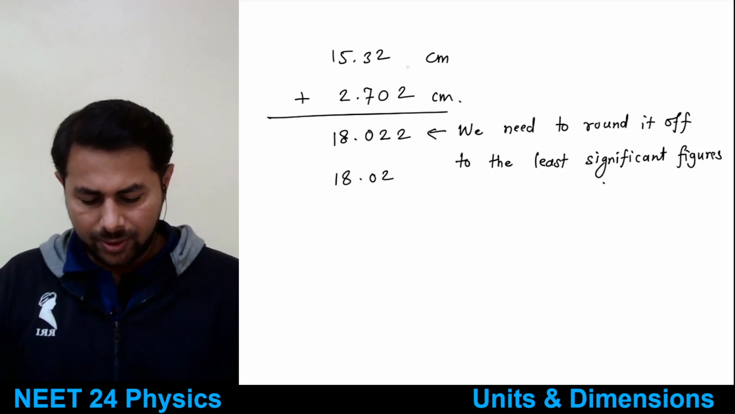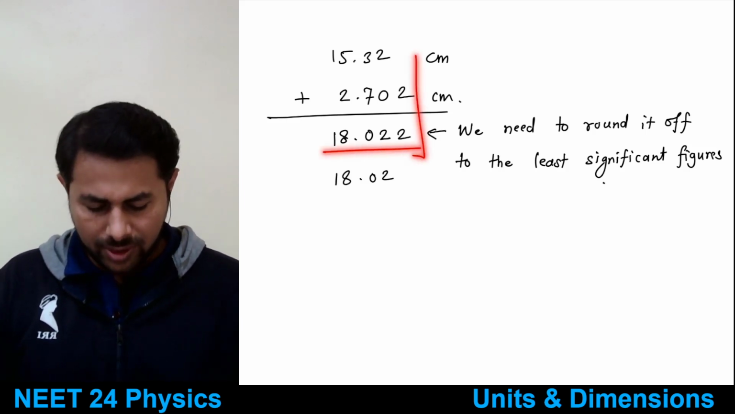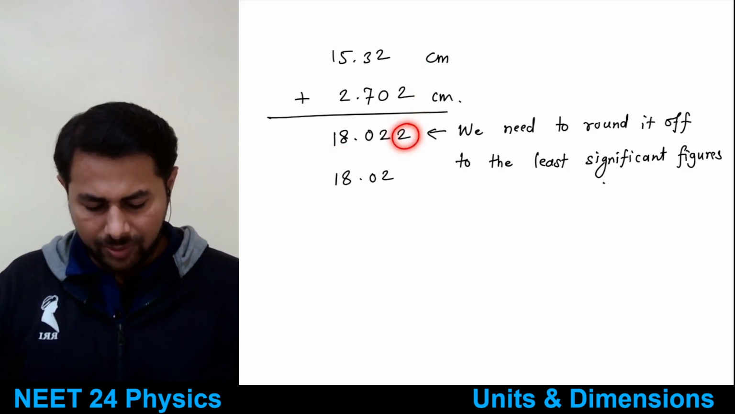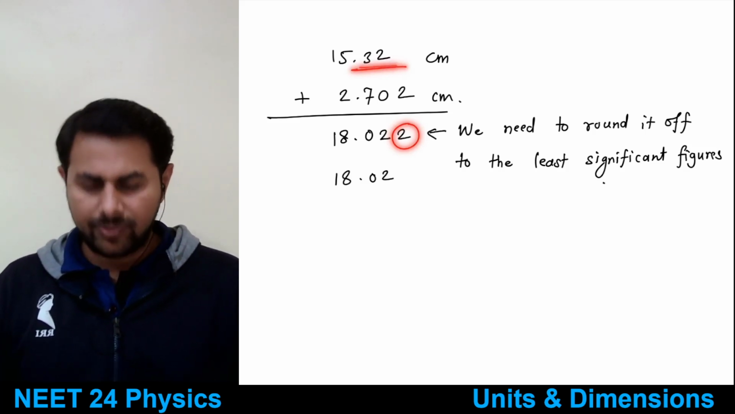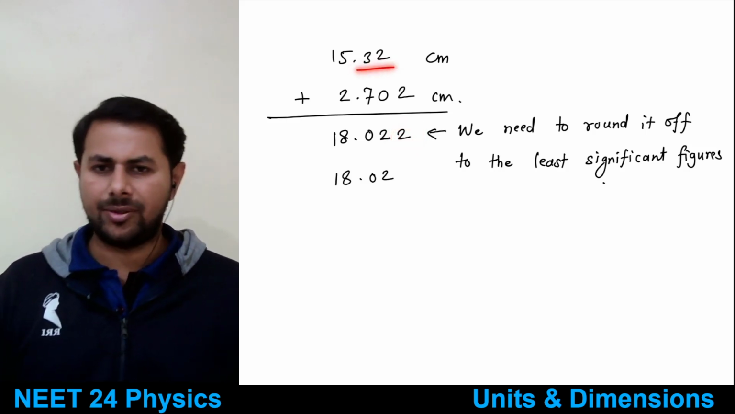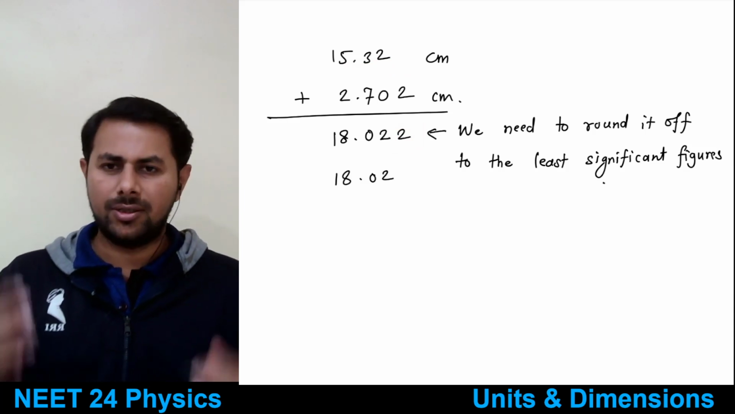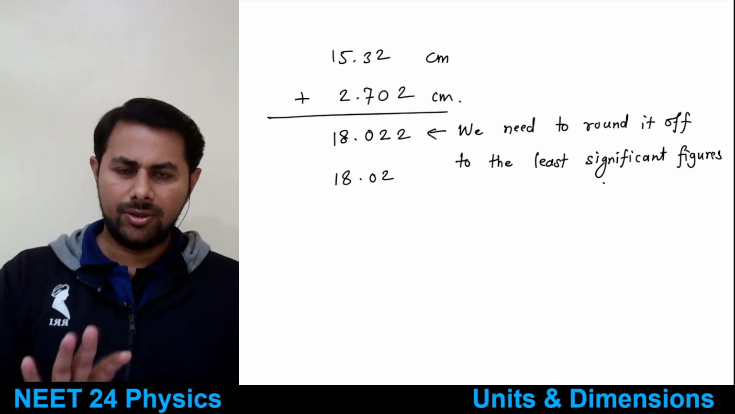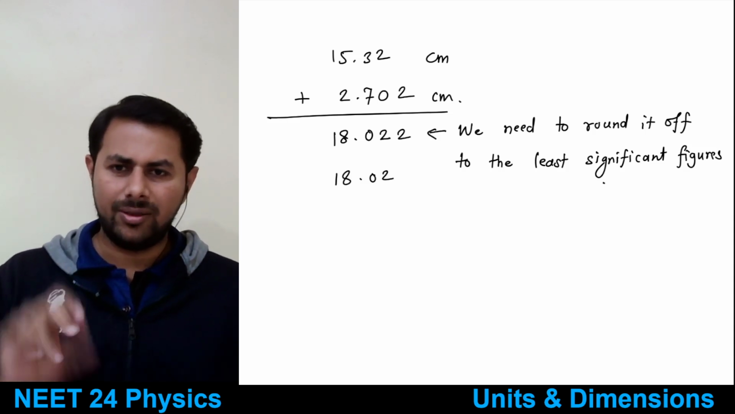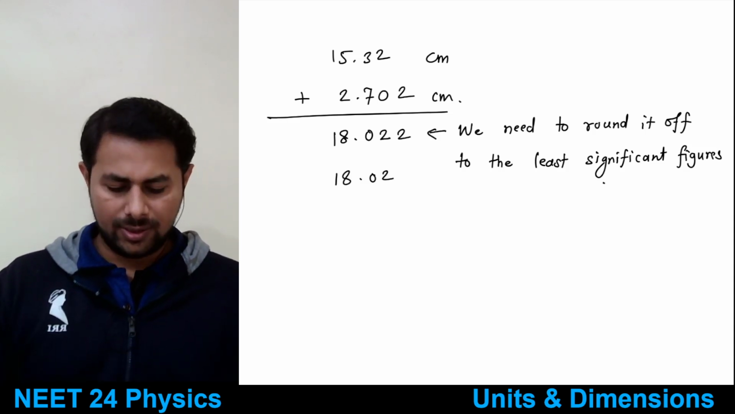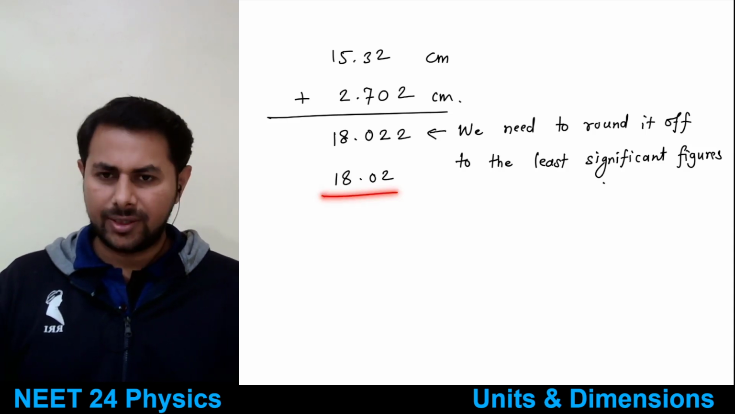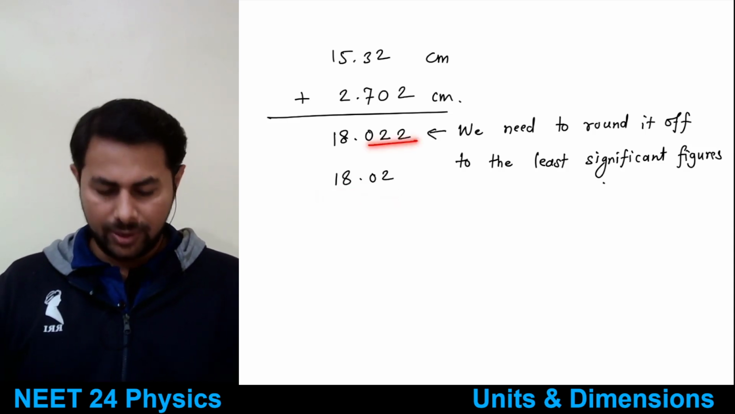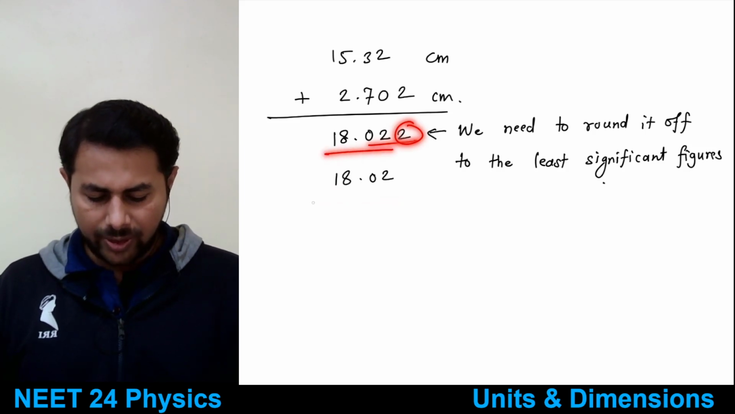Okay, so you find out the total and then you will round it off to what? The precision of this instrument, okay? Which instrument? Which is least precise out of the two. If there are 5, you will choose the least precise out of the 5, right? What would be the result? It is 18.022. You will round it off to 18.02.